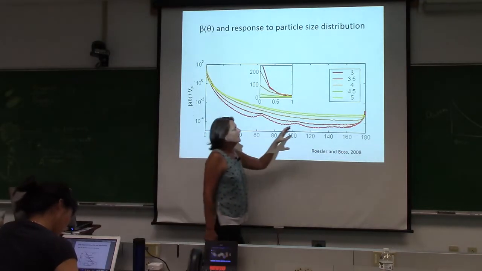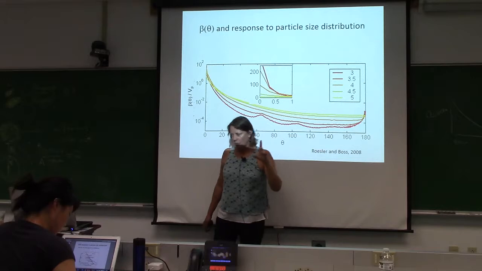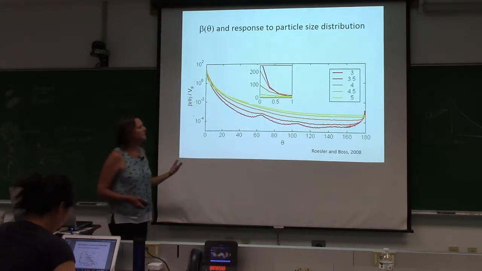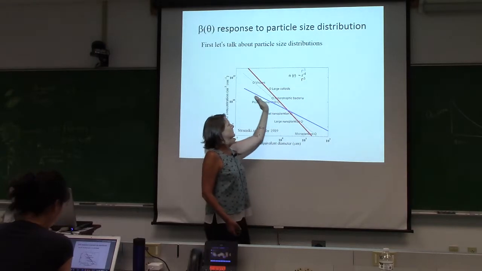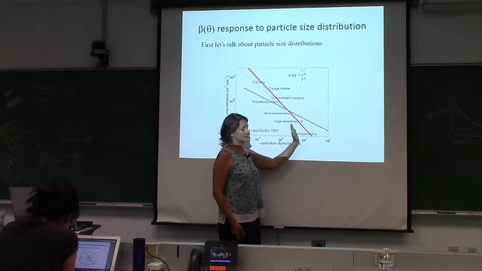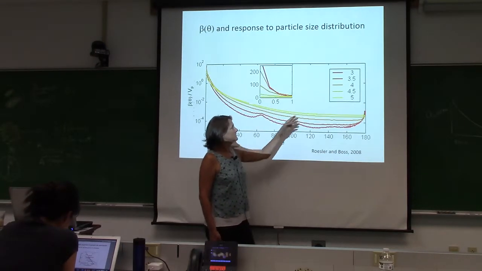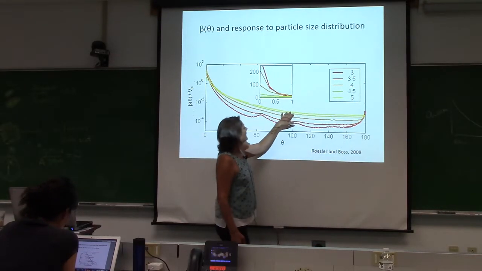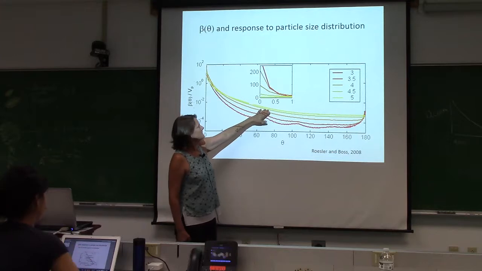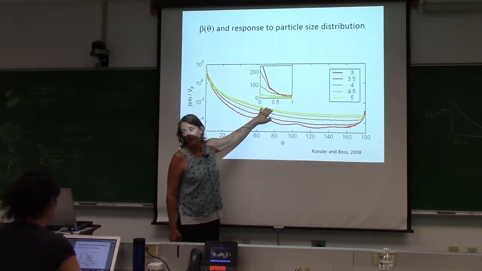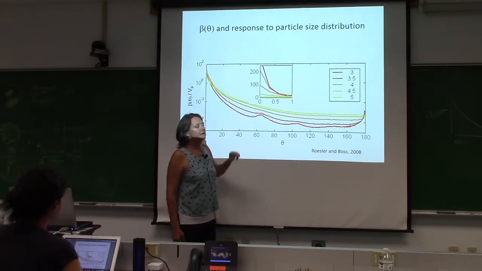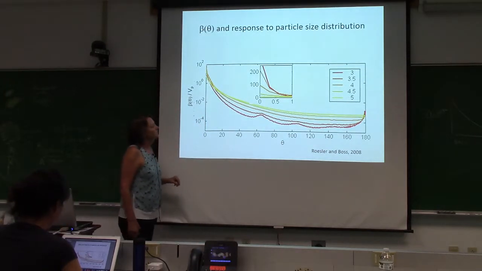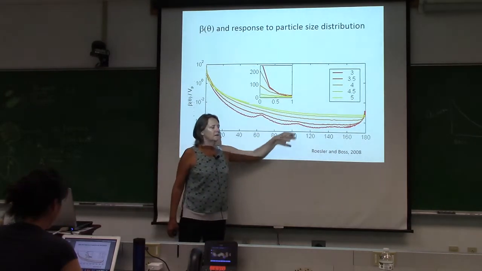So now, instead of considering one particle, we considered a population of particles that we modeled based upon whether the slope was flat or steep. The yellow is dominated by more small particles. The red is dominated by more large particles. So what do you see in the backward direction?